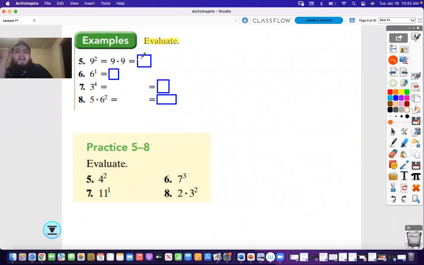Do we see 2? Yeah. So what's 9 times 9? Well, if we do 9 times 9 in the calculator, that gives you 81. So that's the value of 9 squared. Do y'all see how we were able to get to 81? Now, number 6 is 6 to the power of what? 1. So how many 6s should we see? Just 1.